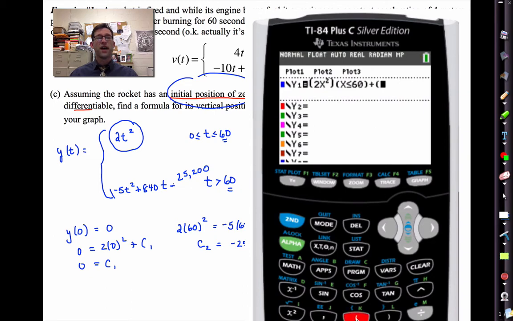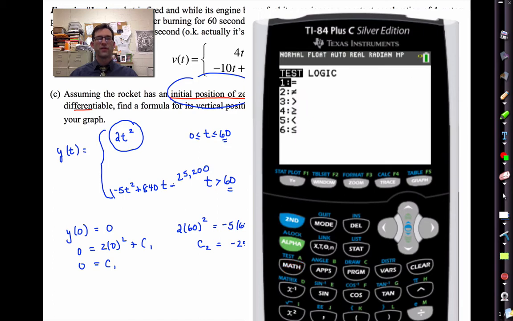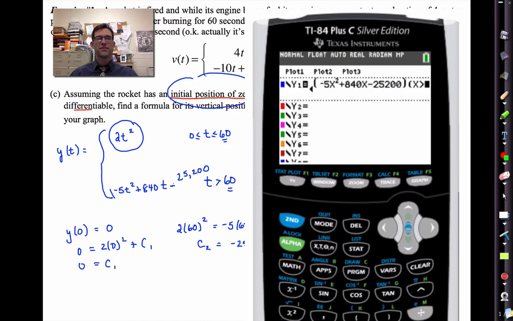Now I'm going to put the other formula in parentheses. That's going to take me a little bit. Negative 5x squared plus 840x minus, not negative, 25,200. All right, parentheses. Parentheses. Now I'm going to put x, go back into the test menu, grab the greater than symbol, get back out, put in 60, parentheses. Take a look. Weird, huh? Long formula.